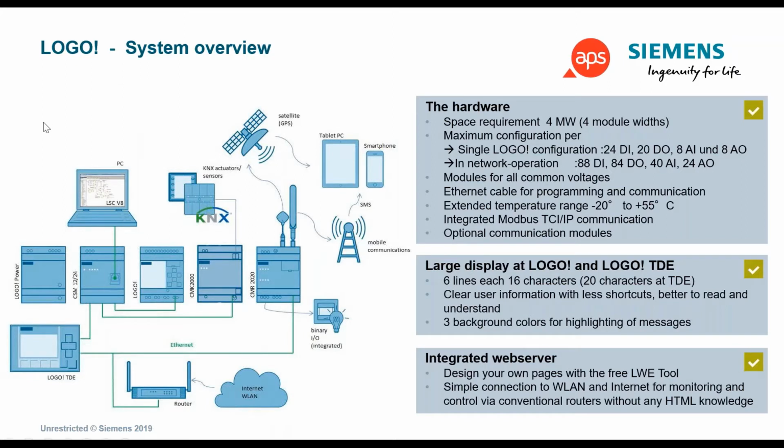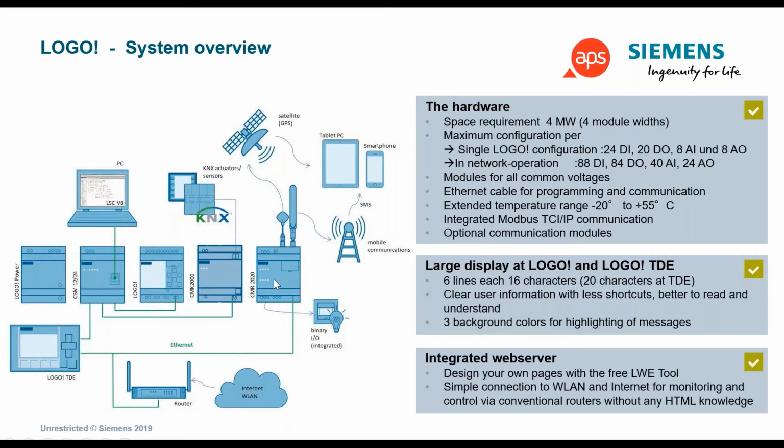I'll just try and run through a couple of the devices so at least we can identify these. If we have a look at it, we've got the LOGO power supply on the very left-hand side. We also have what we call a 4-port switch, which allows us to connect to the LOGO Soft Comfort software. The LOGO device is sitting in the center. We also have KNX devices.